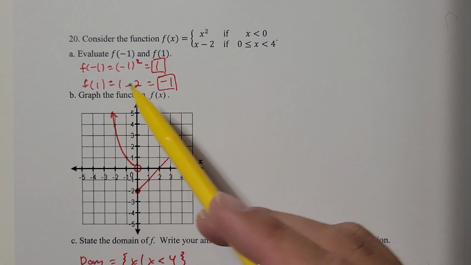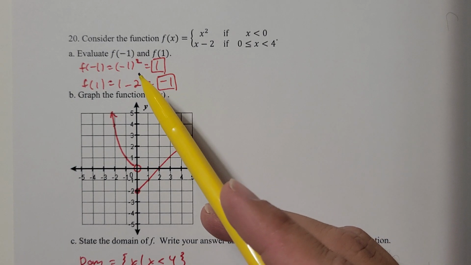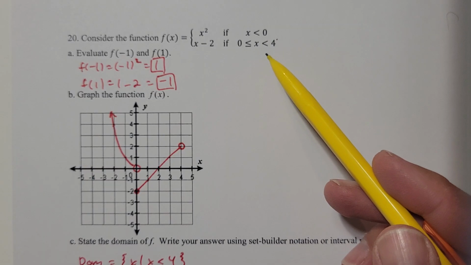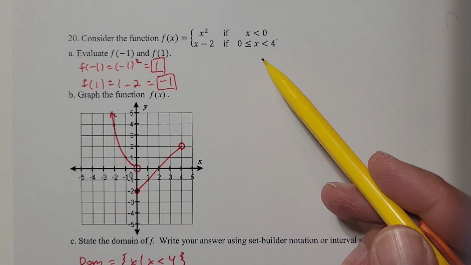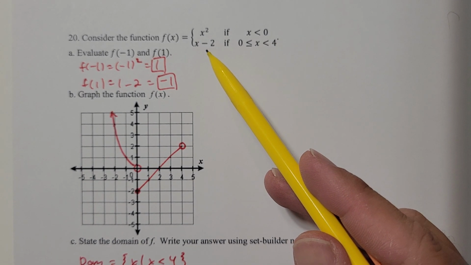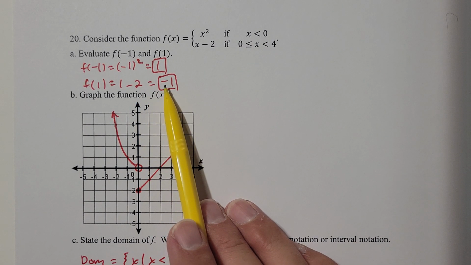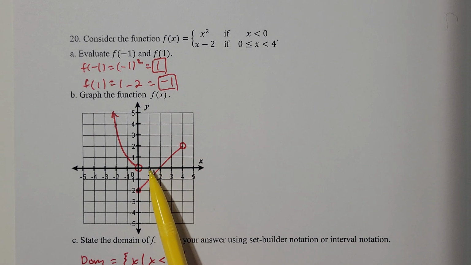In the other part, we're plugging 1 into the function. Well, 1 is between 0 and 4, so I need to plug that into piece 2. 1 minus 2 is negative 1. So the point 1, negative 1, that point needs to be on the graph.